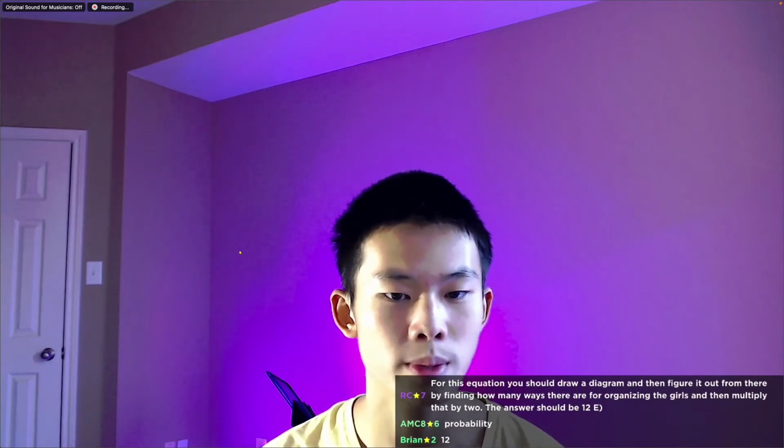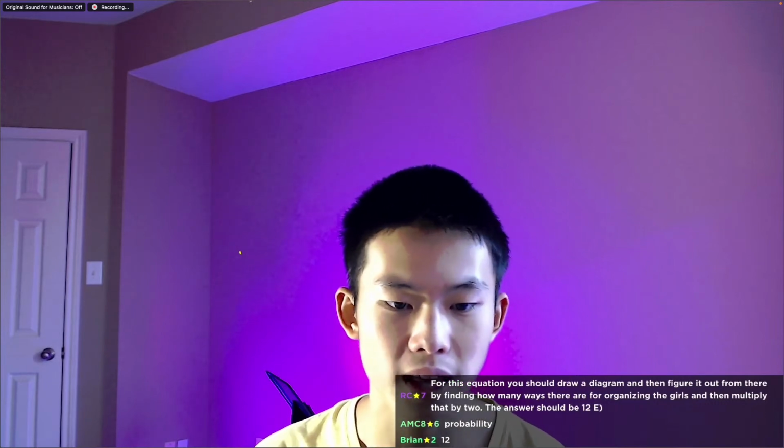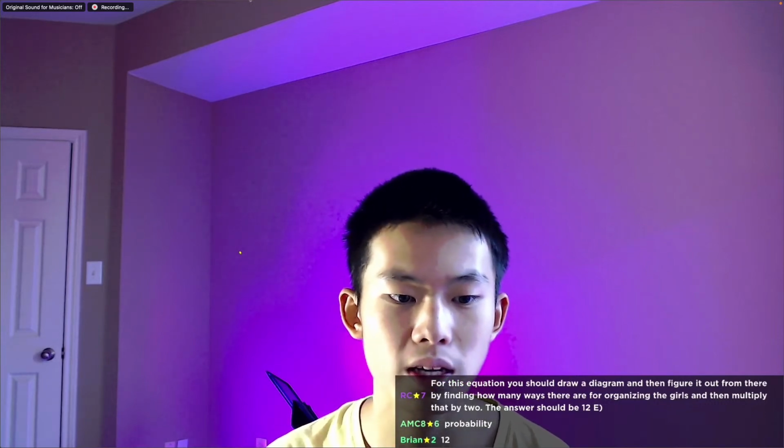So let's see here, right? We have 2 boys and 3 girls, and we want to arrange them to be in the local newspaper. In this case, we can start by just observing that each boy has to be on each end, and the 3 girls have to be in the middle. So we can draw something like this. This has to be a boy. This has to be a boy, and the 3 girls are in the middle.